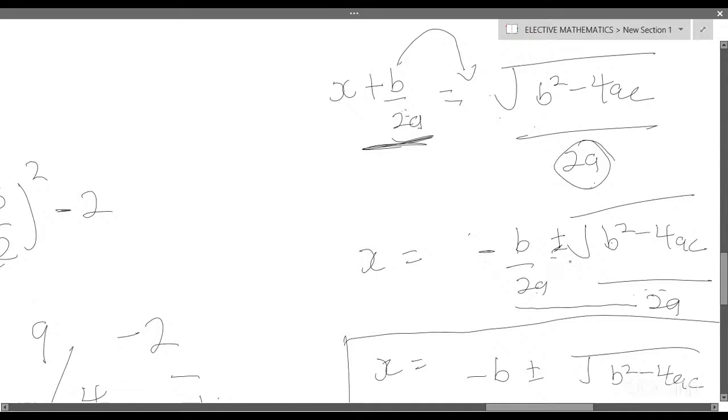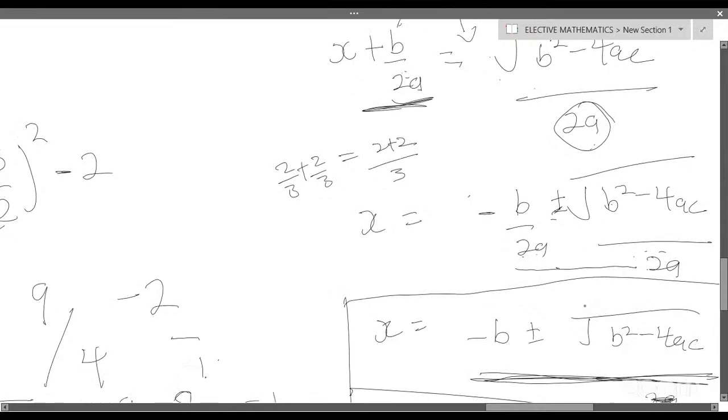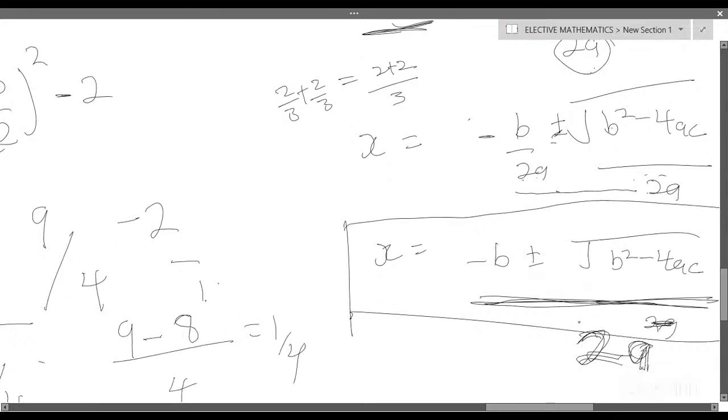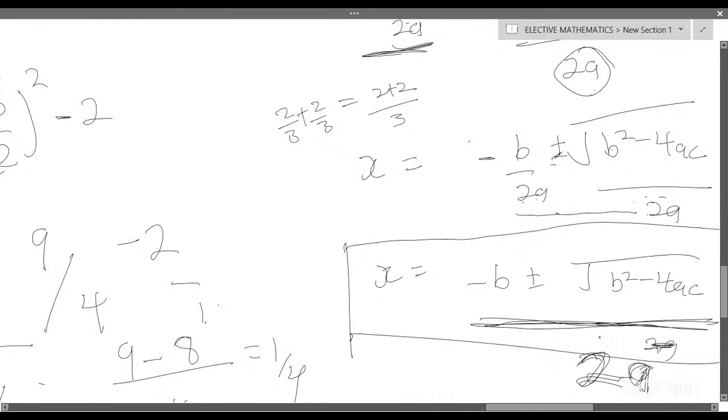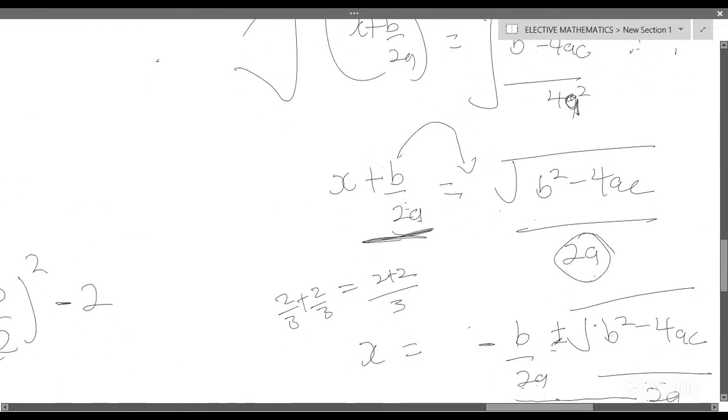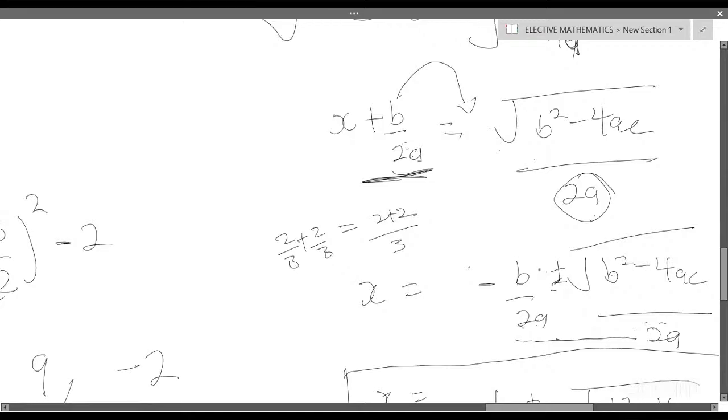Minus b over 2a plus root of b squared minus 4ac over 2a. They have the same denominators, and once they do, you can add them straightforward and maintain the denominator, just like 2 over 3 plus 2 over 3 is equal to 2 plus 2 all over 3. That's why when we brought them together, we had minus b plus or minus root of b squared minus 4ac all over 2a. You get it? Yes, sir.